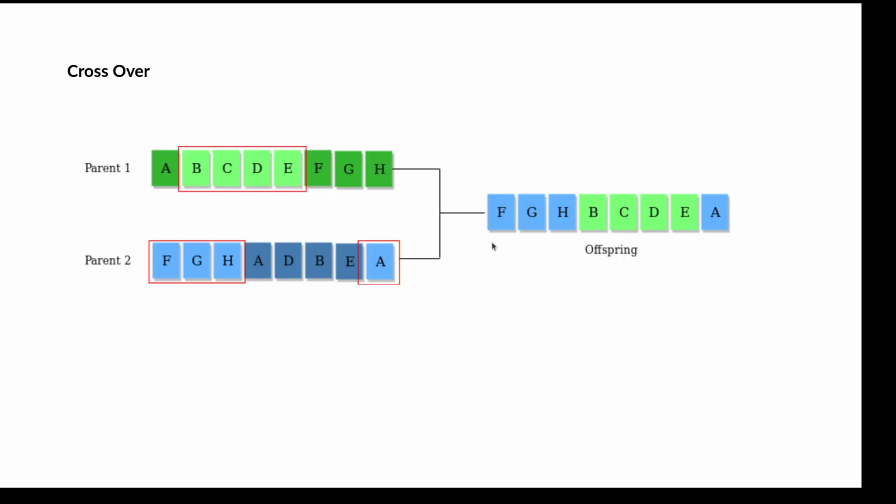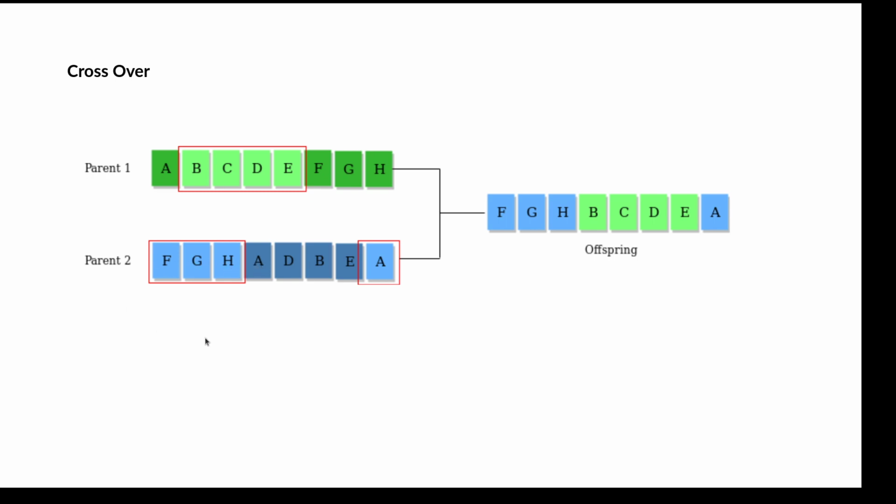What is crossover? Crossover means when two chromosomes interact with each other and create a new offspring. You can think of it as two parents, P1 and P2, represented as A, B, C, D, E, F, G, H, and the other as F, G, H, A, B, D, E, A. If you have to do crossover, you make sure that this red box part I'll leave and take from the other parent at the same position. These are, let's say, bad genes. So for parent 2 it is FGH.